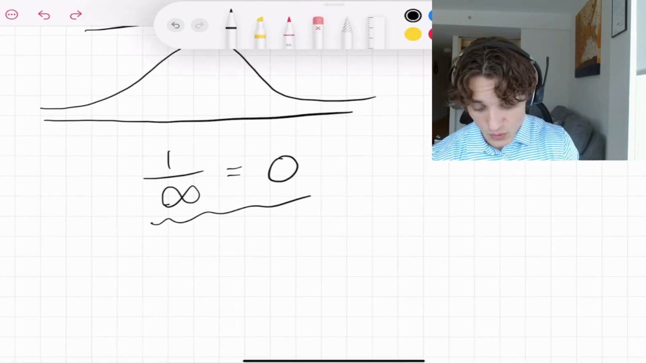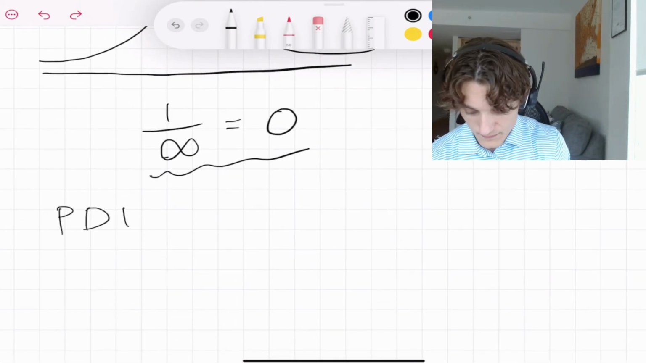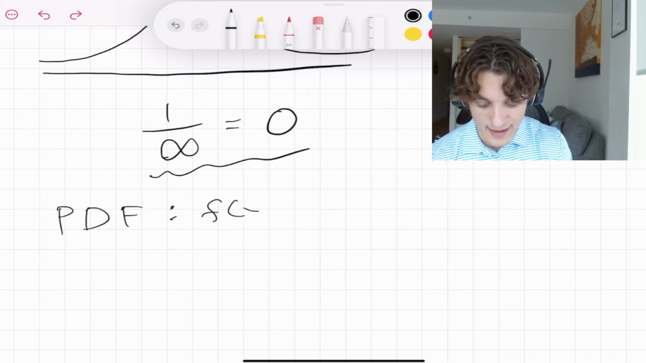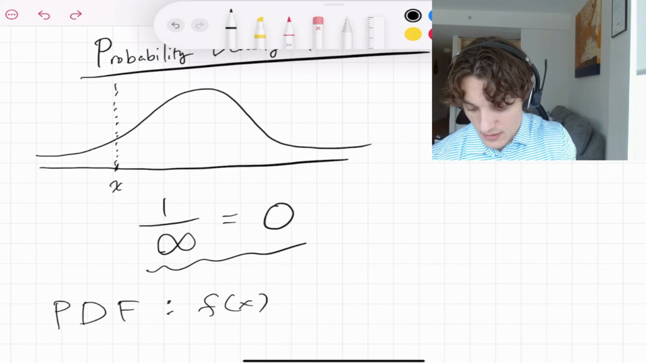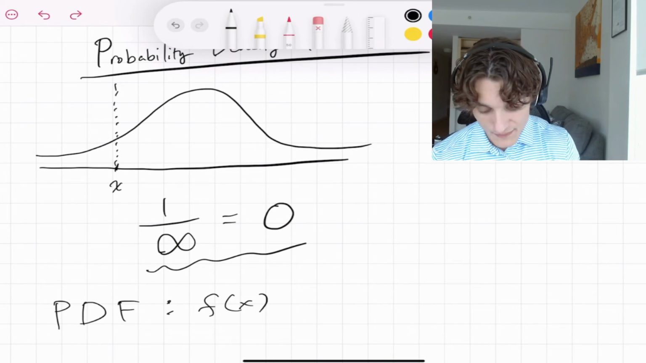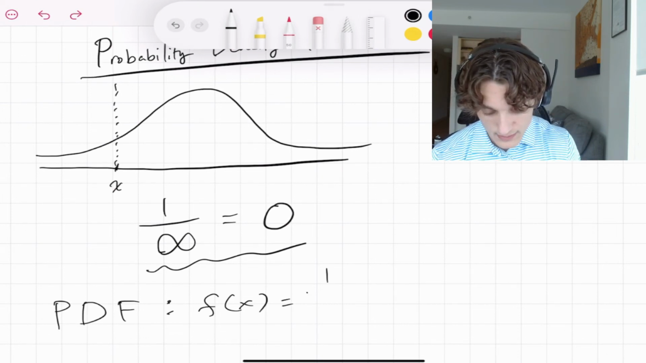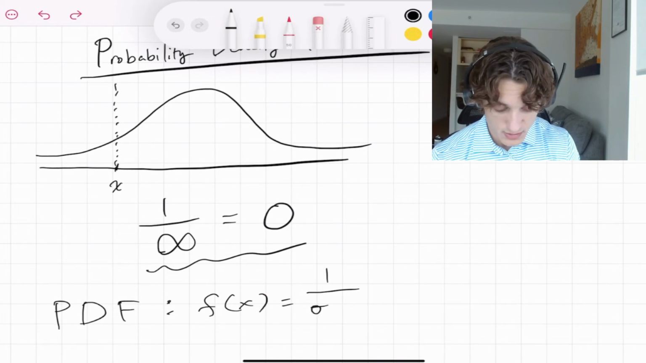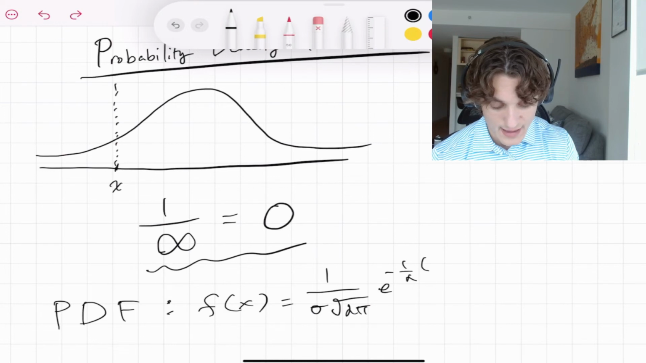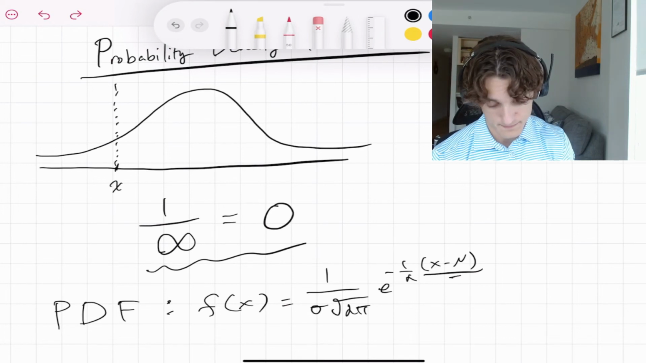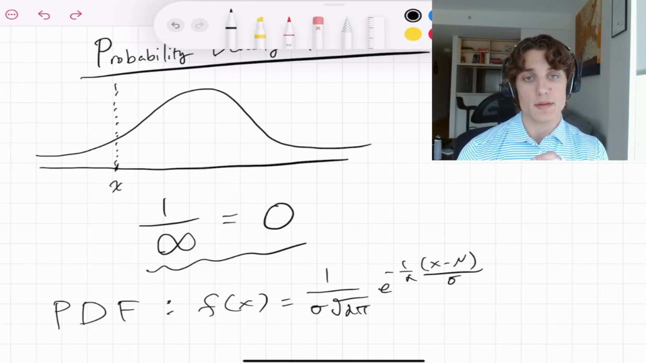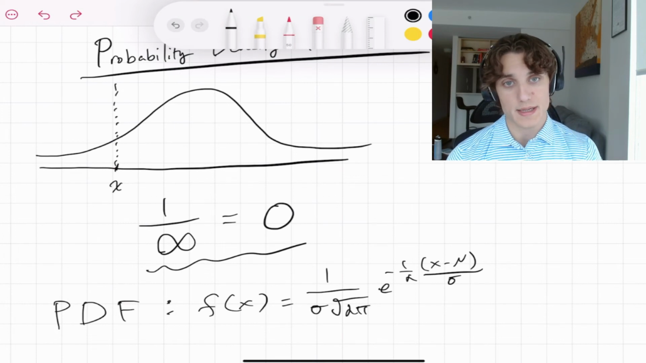The PDF is formally defined as little f of x, where x is essentially one potential draw from this normal distribution. So we have f of x equal to 1 divided by sigma square root of 2 pi, e to the negative 1/2 ((x minus mu) divided by sigma) squared. So this is going to give us the likelihood that a draw is within the range of a particular x.